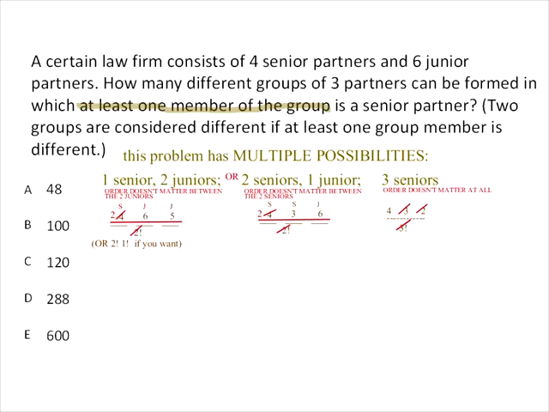So we got to take these numbers and do what with them? Type in the text box, please. What do we have to do with these 3 numbers? We got to add them all up.